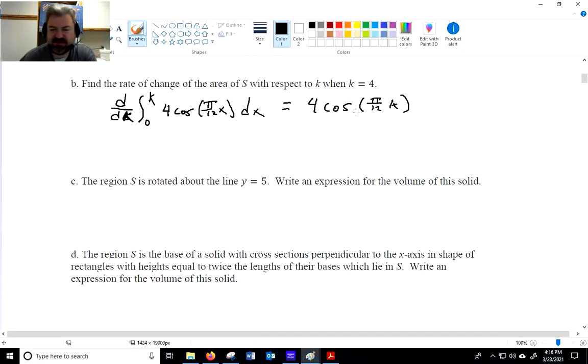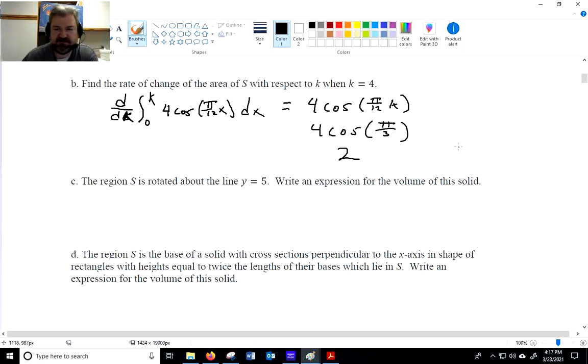So we found the rate of change. Now we got to plug in 4. Very important, y'all, that you find the rate of change equation before you plug in for k. K's a changing quantity. You can't plug in until after you take the derivative. So this is 4 cosine of pi over 3. The cosine of pi over 3 is 1/2. So the answer is simply 2.